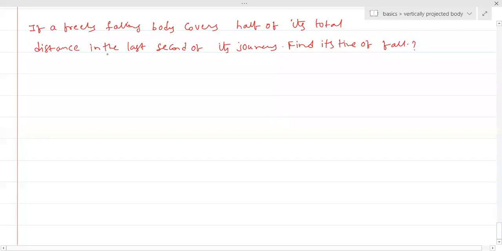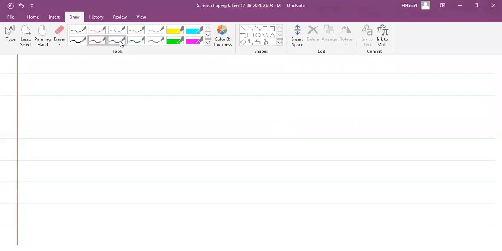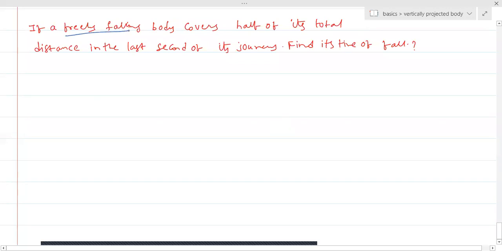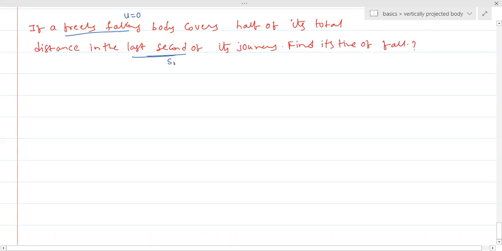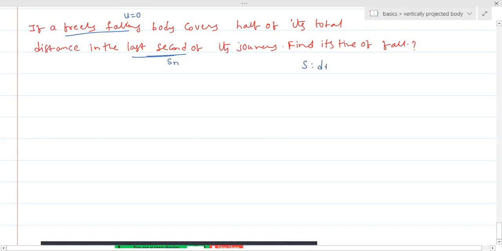So first we will analyze the question. If a freely falling body, with initial velocity equal to 0, covers half of its total distance in the last second. We know that last second means... Suppose we take s as the total distance covered.